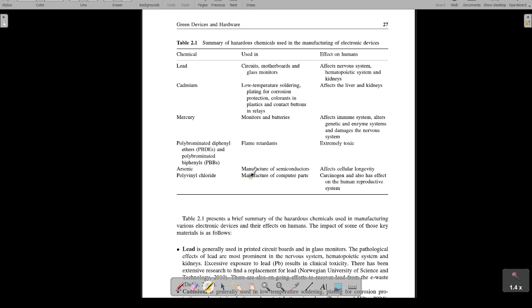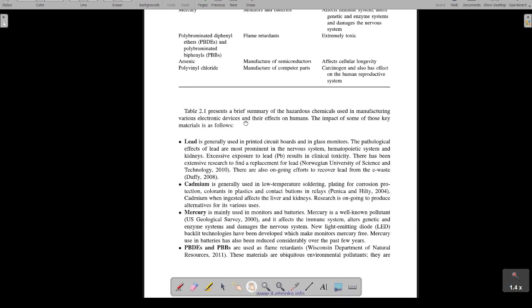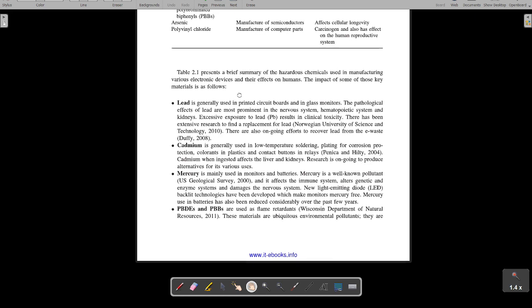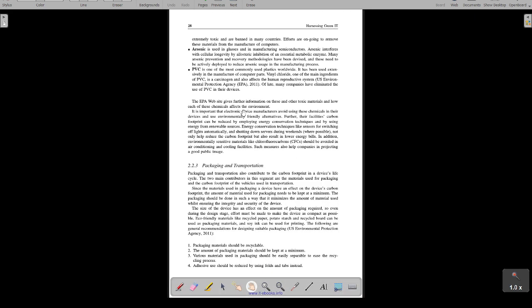The next is about arsenic. So it is used in manufacturing of semiconductors. It affects cellular longevity. So polyvinyl chloride, it is used in manufacture of the different parts of the computer. So it causes cancer. Okay, so that is the carcinogen, and also has an effect on the human reproductive system. So this is how it will affect the human. So these are the different chemicals which we are using at the time of manufacturing of the electronic devices. The same thing is explained in detail in this paragraph. So if you want, you can go through this in detail.